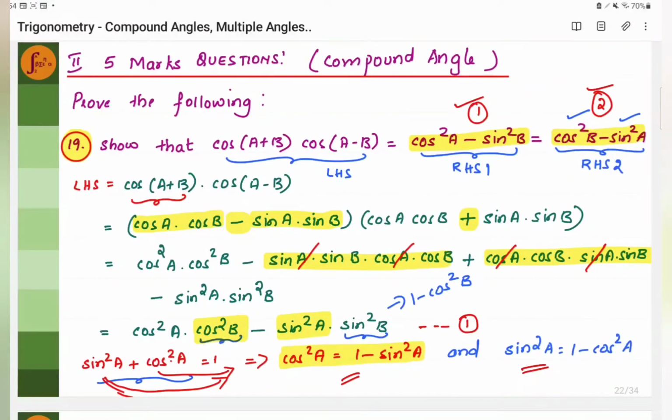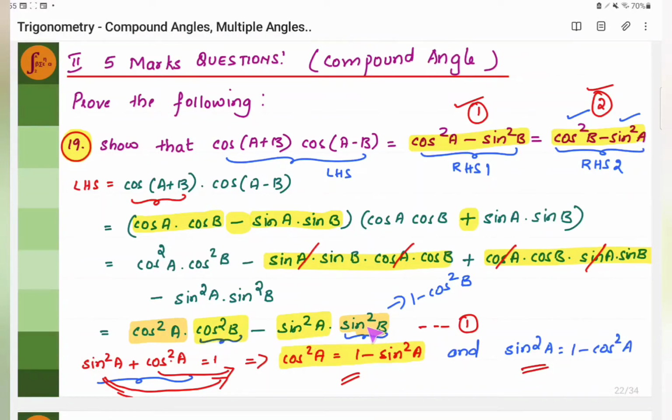Now let's observe the equation. This is the equation, right? Let's go back to this equation, equation 1. What is it that we don't need? We have cos square A. We don't need this. We don't need cos square A, right? And we also don't need sin square B. We don't need both of these. We need cos square B and sin square A.